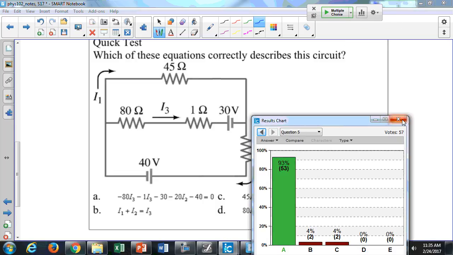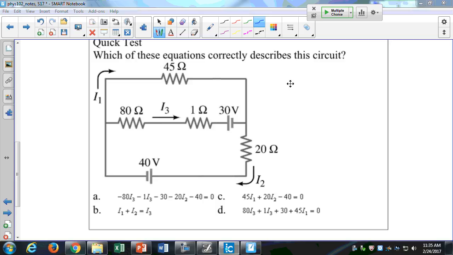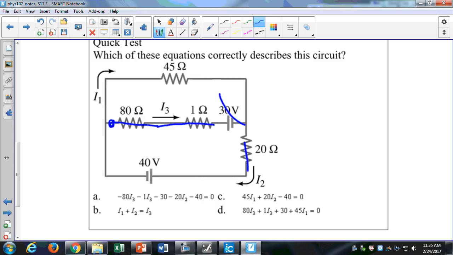Okay, very good. A is the right answer. Start here, minus 80I3 because I'm going with the current, minus 1I3. I'm going down the slide, so it's minus 20I2 because I'm going with the current, down the slide, so it's minus 40.